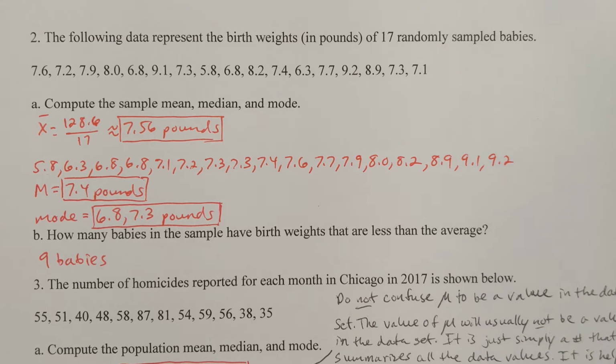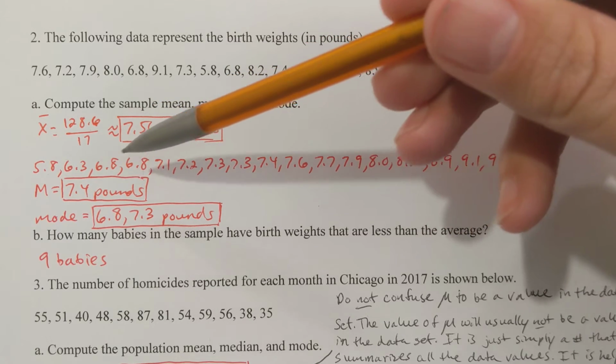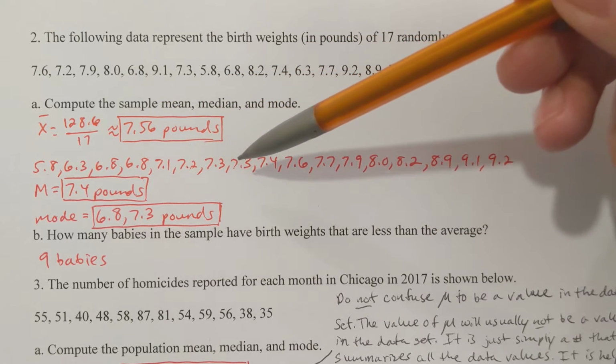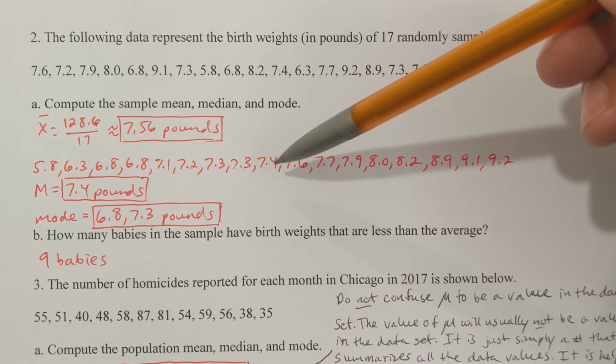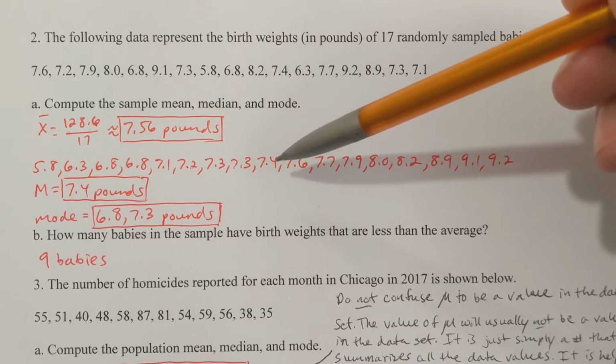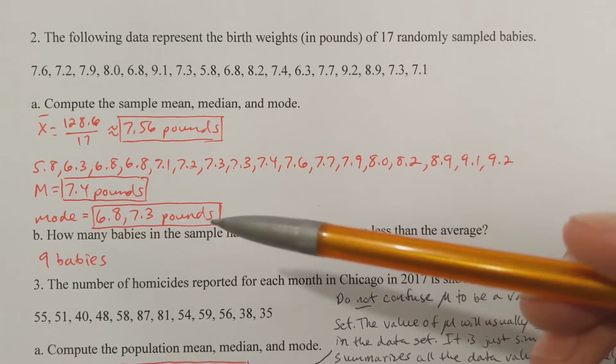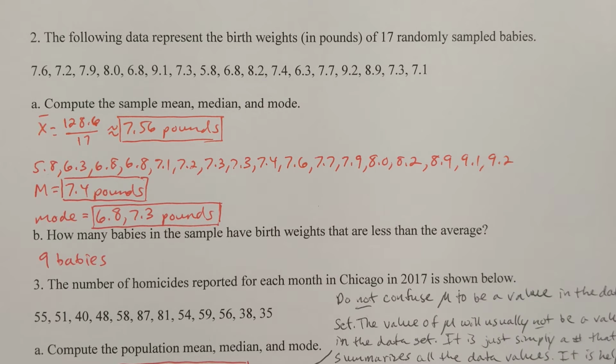Because 17 is an odd number, I just pick off the middle value. The middle value would be the 9th number that's listed. So the 9th number, 1, 2, 3, 4, 5, 6, 7, 8, 9, is 7.4. The 9th number is going to split the top 8 from the bottom 8. So the median would be 7.4 pounds.